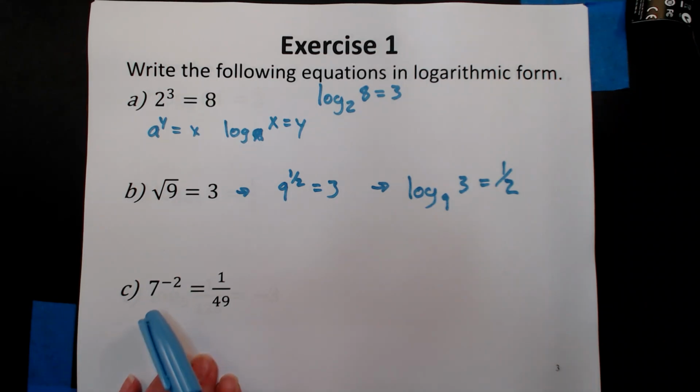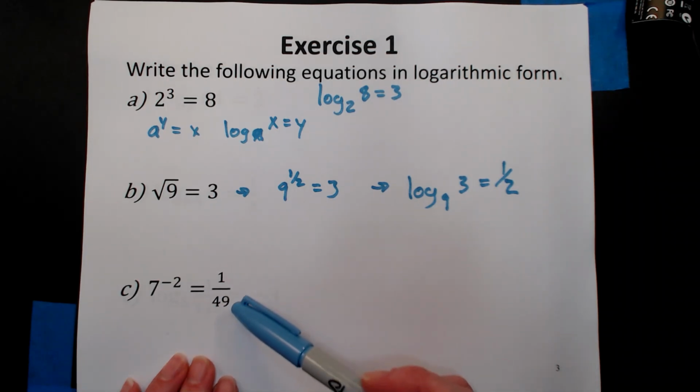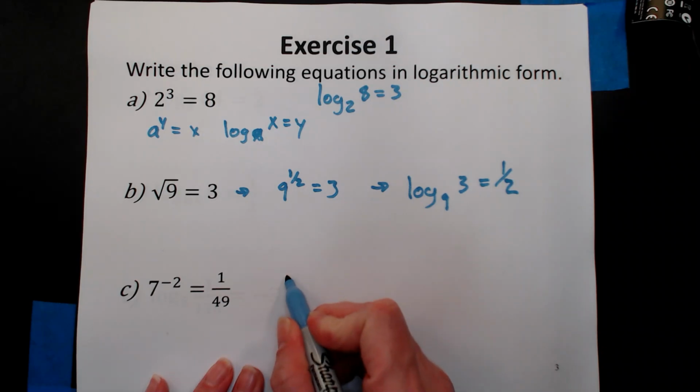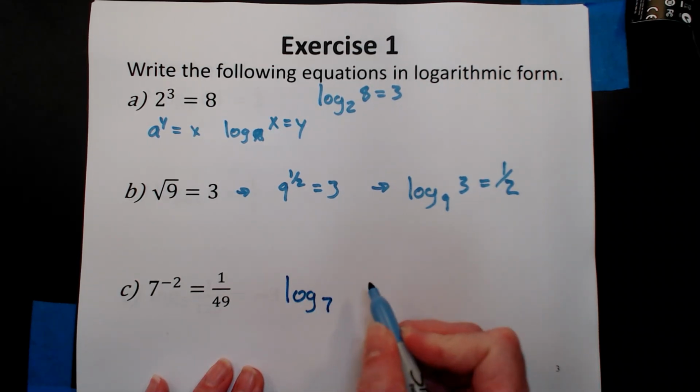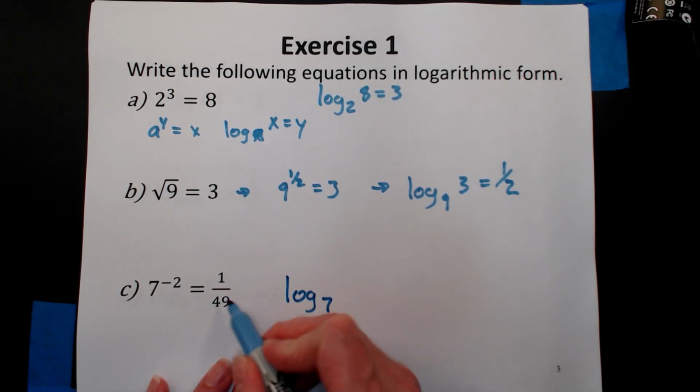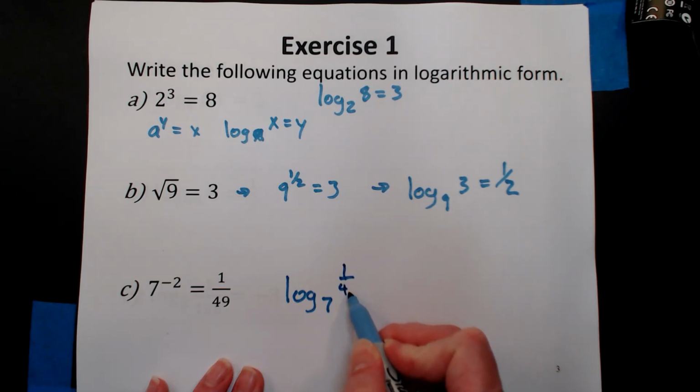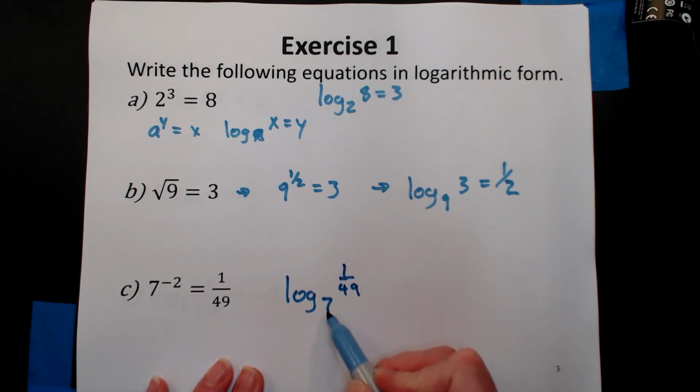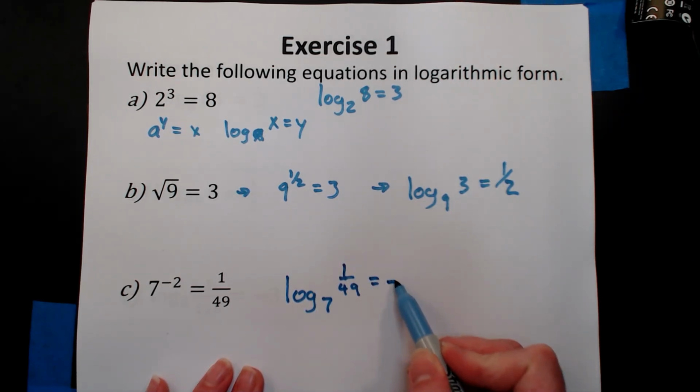So now we have another situation where we have 7 to the negative second power equals 1 over 49. So 49 is 7 squared, moved to the bottom because of the negative exponent. So basically we're going to say log base 7 of 1 over 49. What did we raise 7 to get 1 over 49? We raised it to the negative second power.